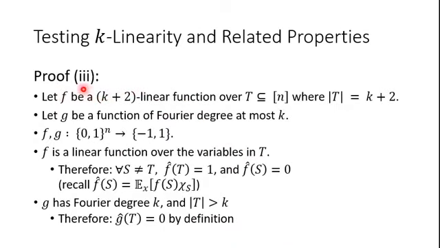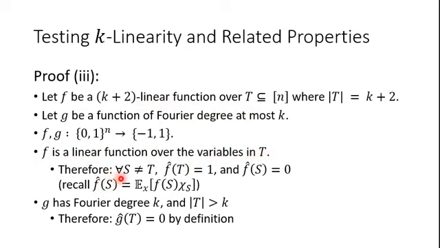So now we will prove number 3. Let f be a (k+2)-linear function over T, which is a subset of the indices 1 through n of size k+2. And let g be a function of Fourier degree at most k. We say that f and g are functions from {0,1}^n to {-1,1}. So f is a linear function, as we said, over the variables in T.